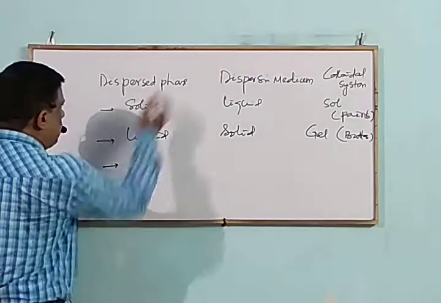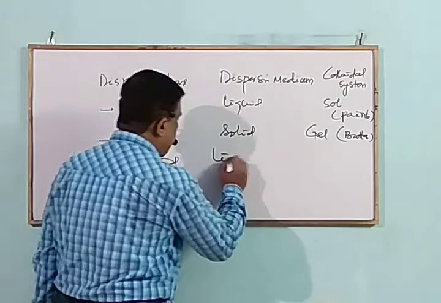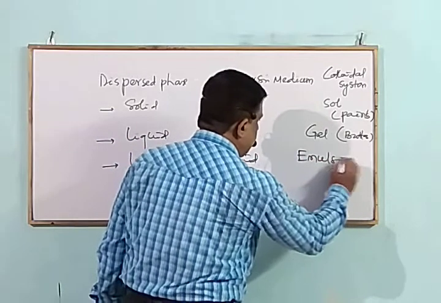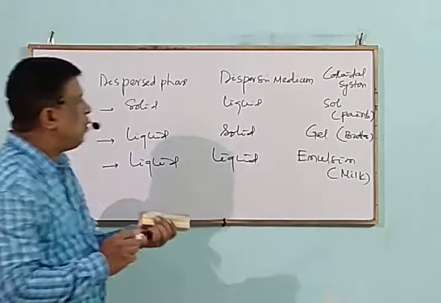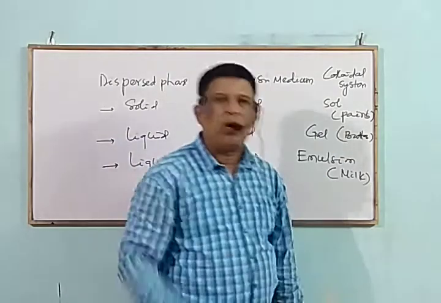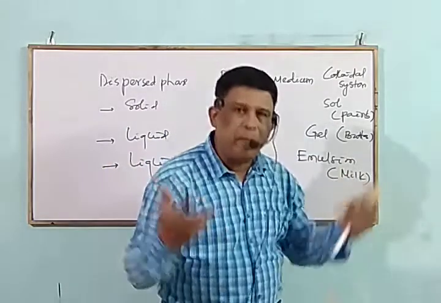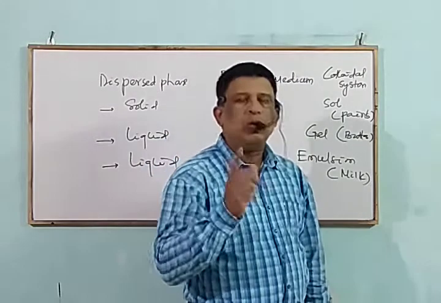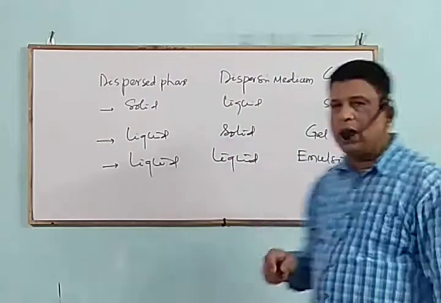And on the other hand, if the dispersed phase is liquid and the dispersion medium is liquid, then it is known as emulsion. Suitable example is milk. That means basing upon the appearance, if it looks like fluid or liquid, that is known as sol, and if it looks viscous, then it is known as gel. And normally 2 immiscible liquids, that means if the phase is liquid and the medium is liquid, then it is known as emulsion.